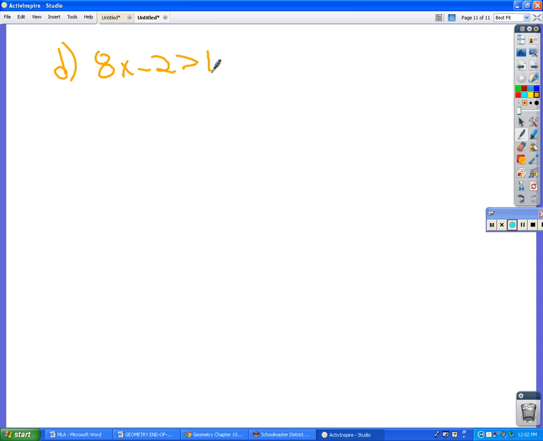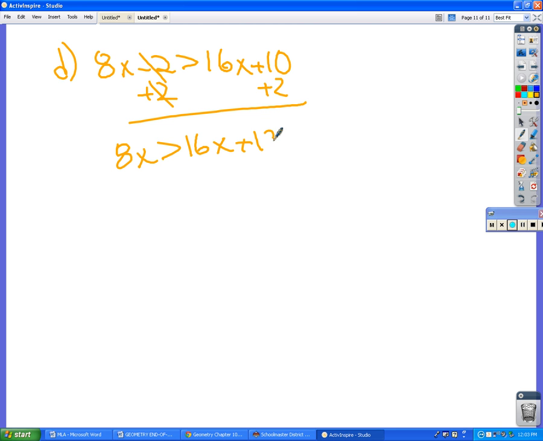Okay, then I've got 8x minus 2 is greater than or equal to 16x plus 10. What do you do there? Add 2. So 8x is greater than 16x plus 12. Now what? Minus 16x from both sides. I did this one backwards. That's okay. 8x take away 16x is negative 8x. Those cancel. 12. This is good that we did it backwards because this is an important concept to review.